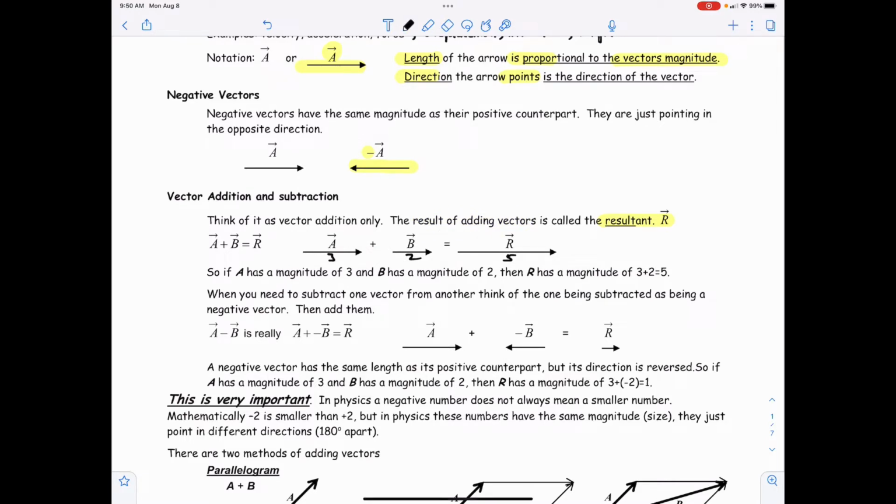Now, if you subtract vectors, remember, subtracting is really just adding a negative. So that would be very similar to, let's say, 3 units pointing to the right, negative 2 units going to the left, and 3 plus a negative 2 would be 1 unit going to the right.